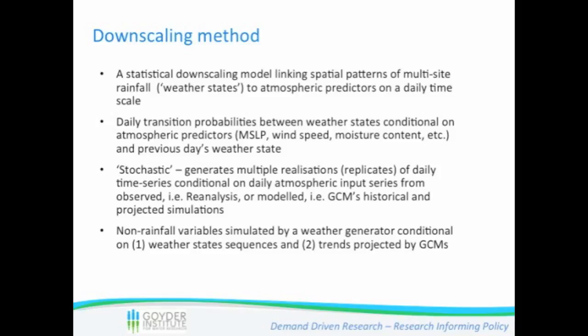The model simulates those, after calibrating to a number of atmospheric predictors, it can simulate the sequences of transitions between the dominant rainfall patterns. So we can generate stochastically many realisations of the rainfall. And then we simulate non-rainfall variables, temperatures, solar radiation, vapour pressure deficit, and areal PET, conditional on both those weather state sequences and the long-term trends generated by the GCMs. And again, a lot more technical detail is in the report.